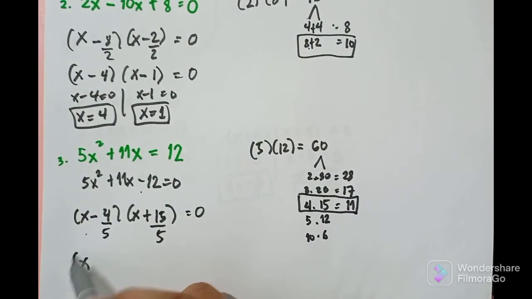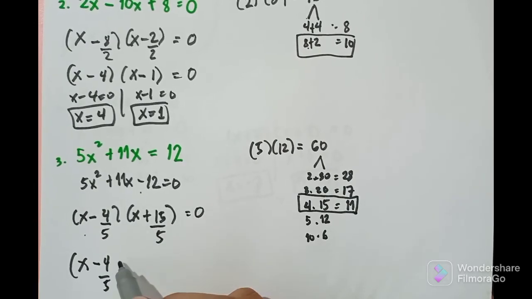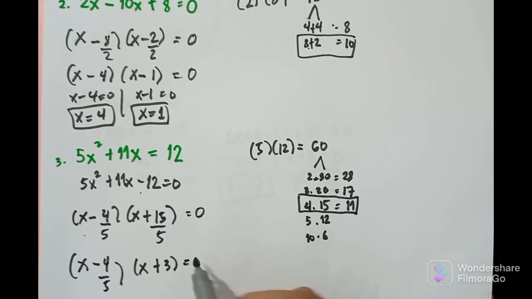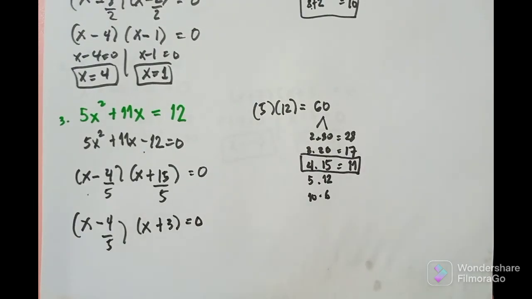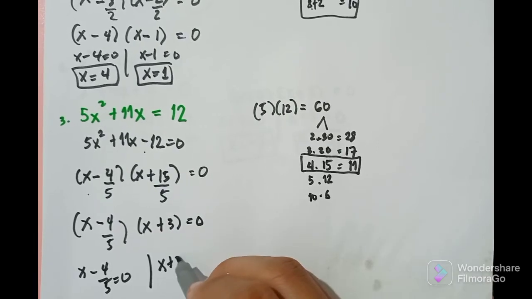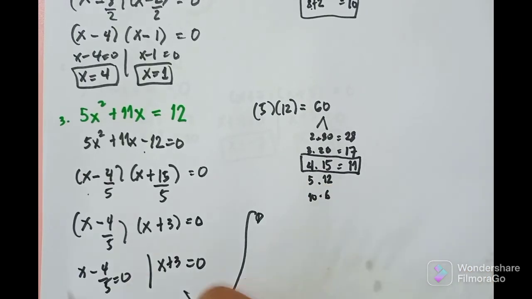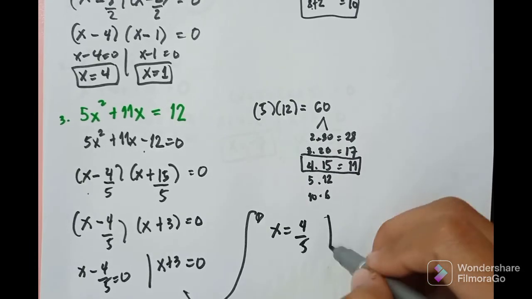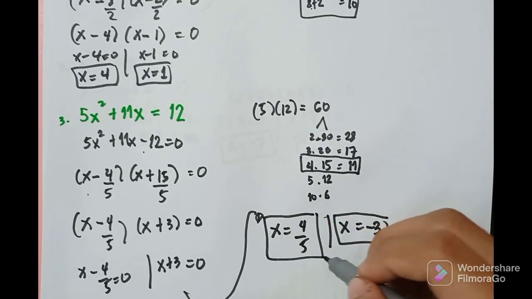So, magiging x minus 4 over 5. Hayaan natin yan kasi hindi na naman natin masisimplify. Tsaka x plus 15 divided by 5, that is 3 equals to 0. Sige, equate na natin sa 0 yung mga factors. So, magiging x minus 4 over 5 is equal to 0. Tsaka x plus 3 is equal to 0. So, gawin natin dito. So, magiging, lipat natin. So, x is equal to 4 over 5. Tsaka yung isa, x is equal to negative 3.